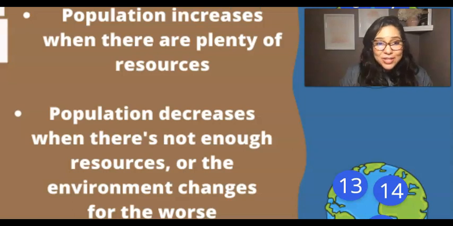So a population increases when there are plenty of resources, but a population will start to decrease when there's not enough resources or the environment changes for the worse.